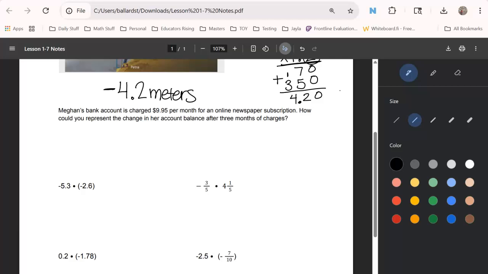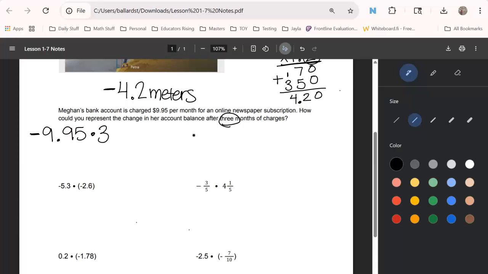It says, how could you represent the change in her account balance after 3 months of charges? So how much would she pay essentially after 3 months? Okay, well, first of all, we have to write a math problem. So the first number is $9.95, but it should be negative because it's money that's leaving her bank account. And then she gets charged $9.95 every single month for 3 months. So we're going to multiply by 3.